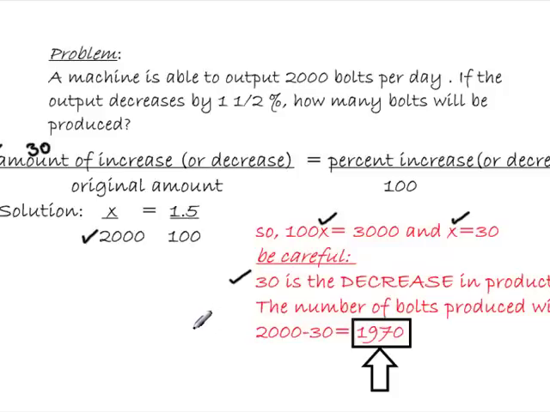If I asked you what was the actual decrease in output, that would be 30 volts. But it says how many volts will be produced after we decrease the output by 1.5%. That would be 2,000 minus 30. Take your time, think about the answer, think about whether or not you're answering the question precisely.